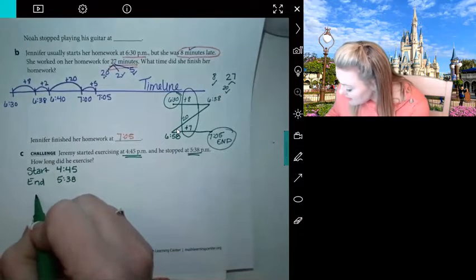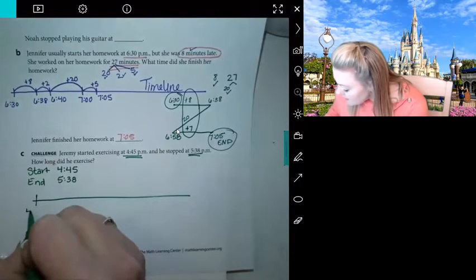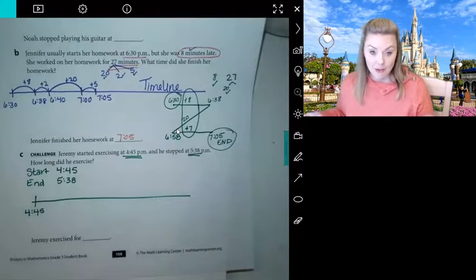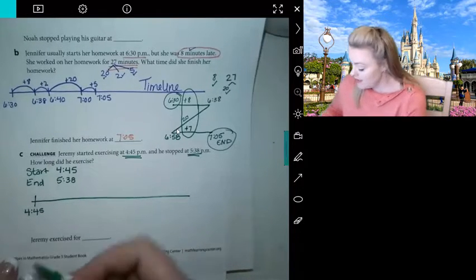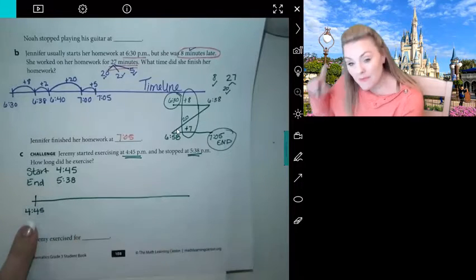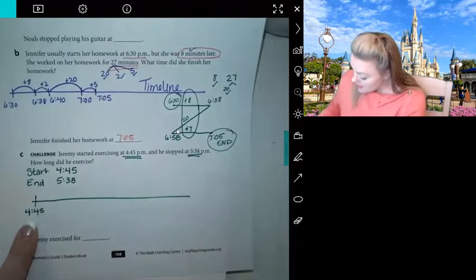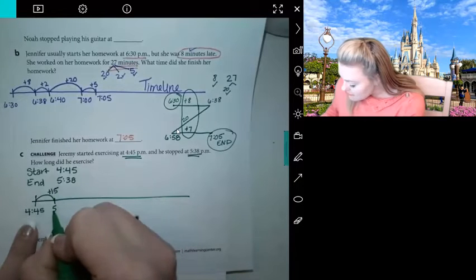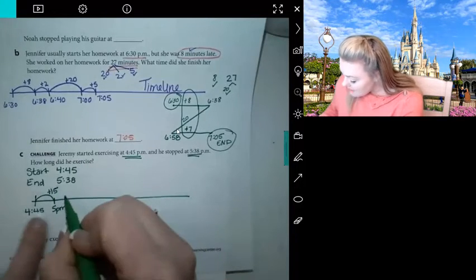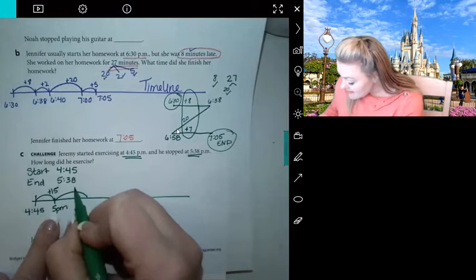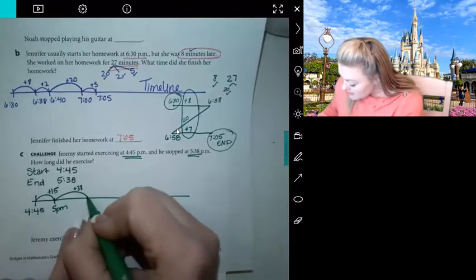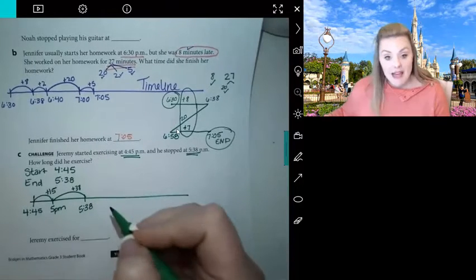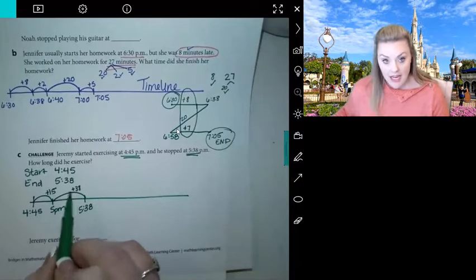So we're going to start here at 4:45, and we're going to use adding on because adding is easier for most friends than subtracting. First, you have to remember that you're trying to get to that end number. So I'm going to add 15 minutes just to get myself to that nice even 5 p.m. And then I know that I'm going to add 38 minutes to get to 5:38. So my elapsed time would be my jumps, 38 and 15.